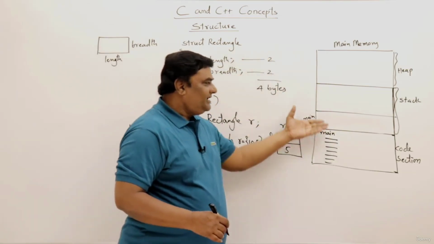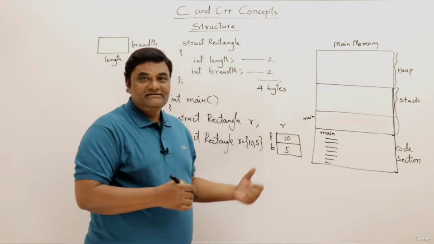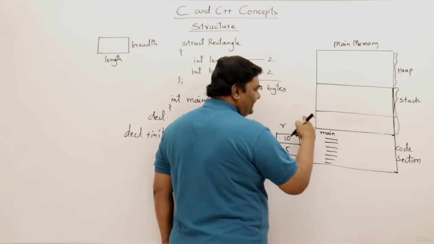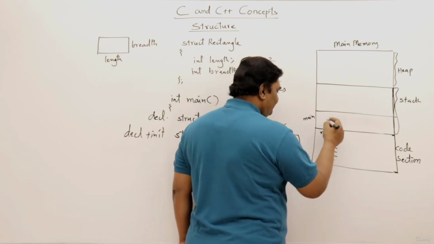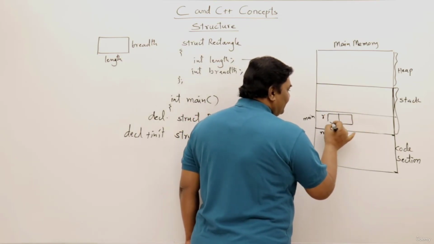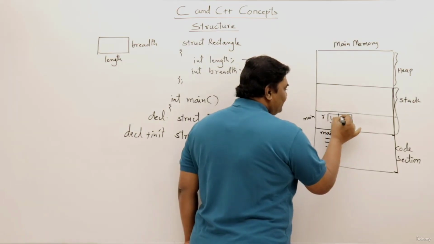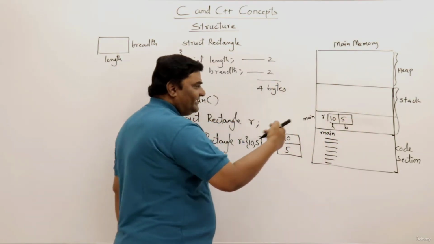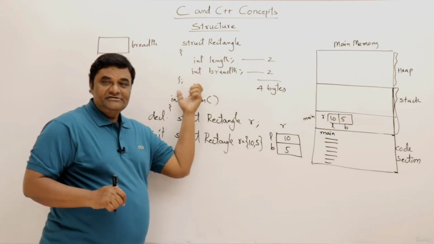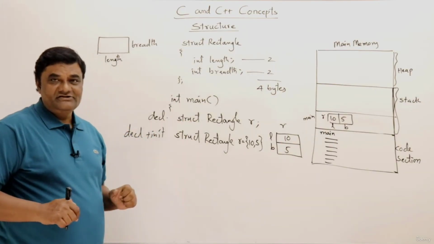Then inside the main memory, if you want to see where this R is created, it is created inside the stack frame of the main function. So R will have length and breadth. This is length and breadth, and this is 10 and 5. So I'm showing them side by side. So we have learned definition, declaration, and initialization.